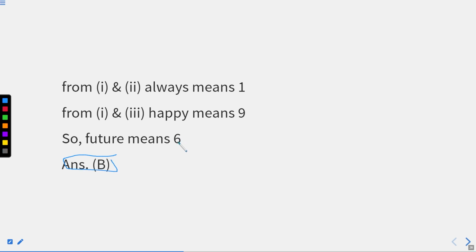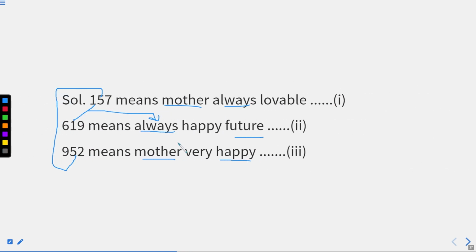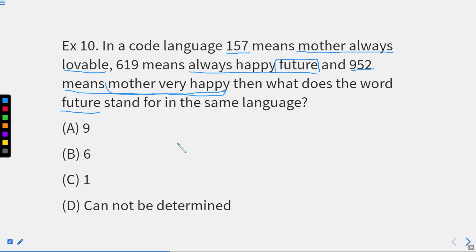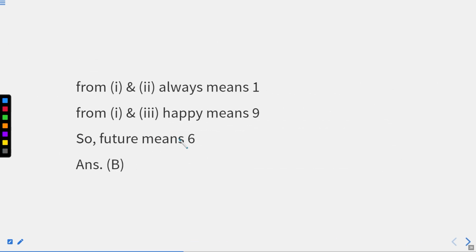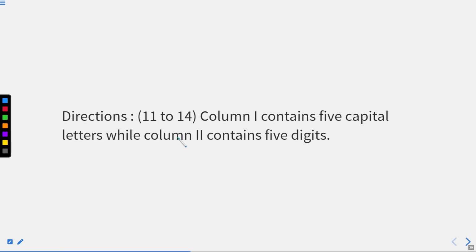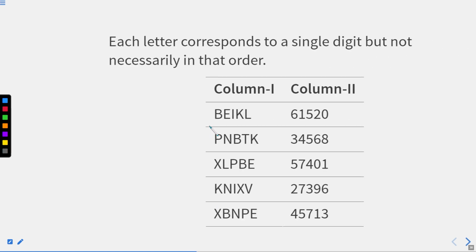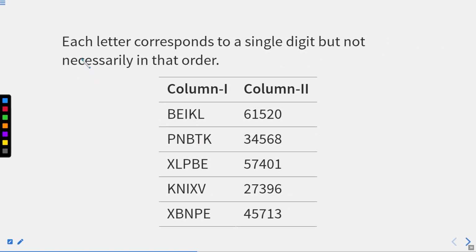Right? Now, till now we have discussed multiple questions, 10 in number. So we'll move to the next question. That is question number 11. With the sum 11 to 14, now we're going to cover 5 questions together. Right? And here in 5 questions, we are going to understand something different that we haven't done till now. So, read the question carefully. Each letter corresponds to a single digit, but not necessarily in the same order.